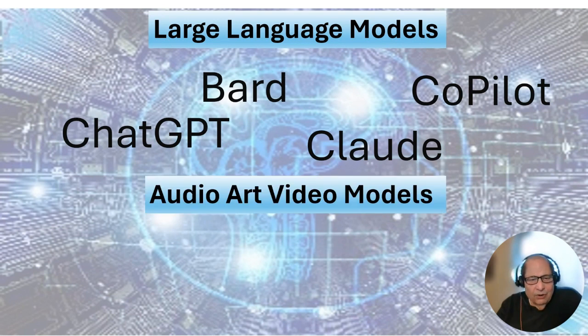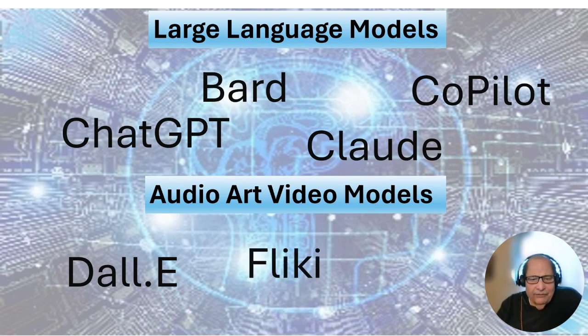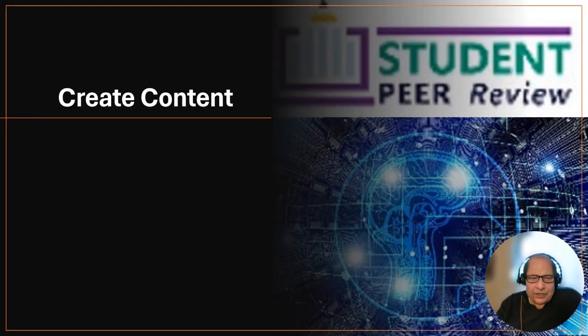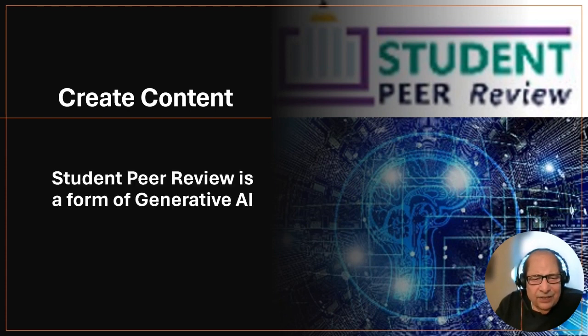And there are other things besides large language models now. Now we've got audio and video and art. You've got DALL-E, which is an example of a drawing program, and it'll produce a picture based on your description, and it's pretty incredible actually. You've got Flicky, which is video based on your description, and then you've got Boomy, which is audio based on your description. So basically what you're doing here is creating content. That's what these models are able to do. The content they create is called generative AI, and that's what student peer review is.